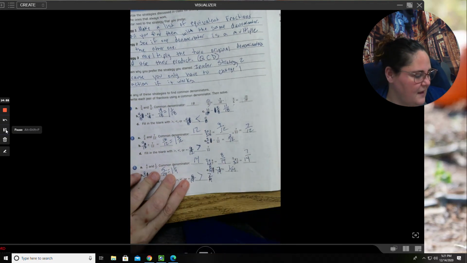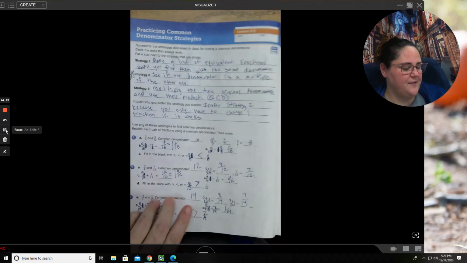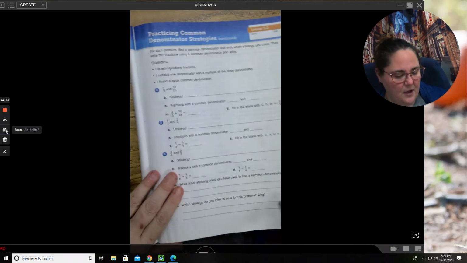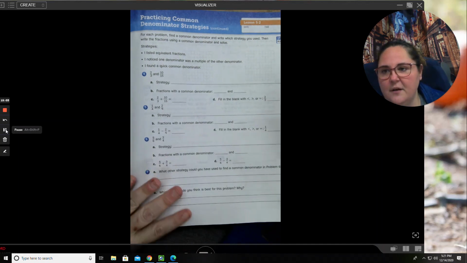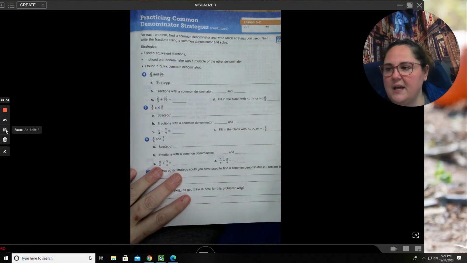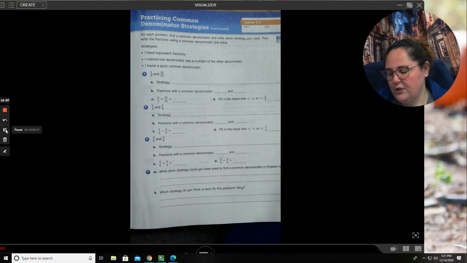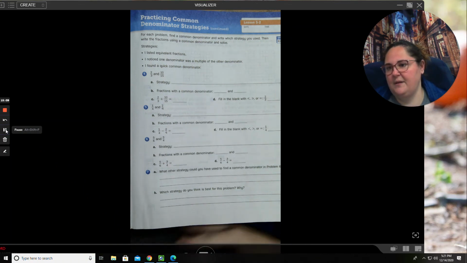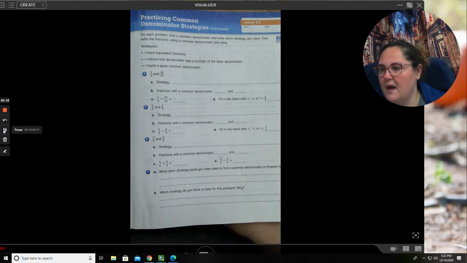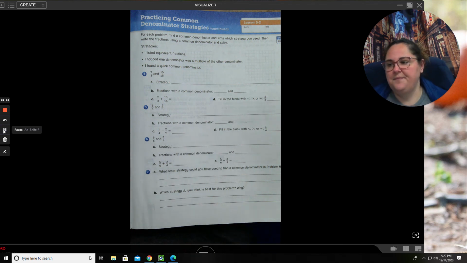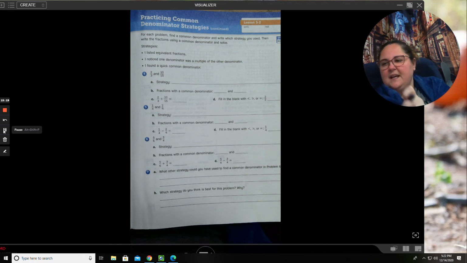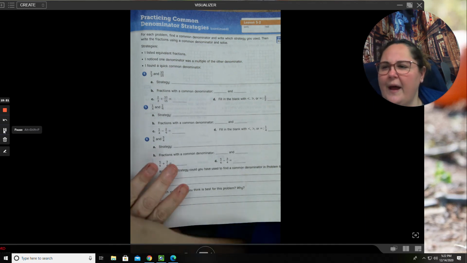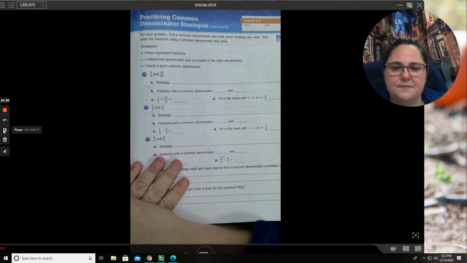Awesome. All right, look at page 157. It says, for each problem, find a common denominator, write which strategy you used, and then write the fractions using a common denominator and solve. All right, let's look at number 4. I have my denominators are 3 and 15. Which strategy would you use?